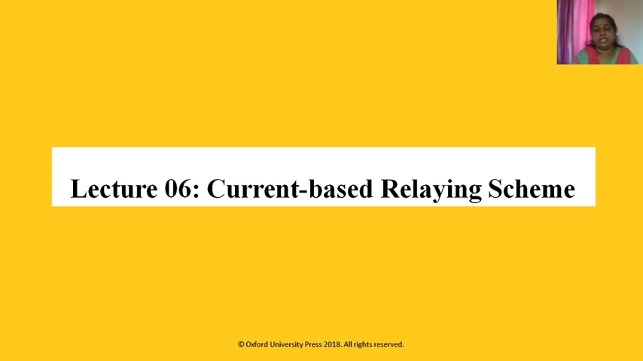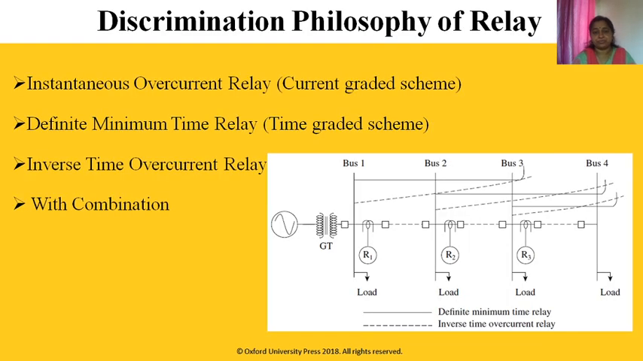Hello everyone, this is our sixth lecture. This lecture is based on current based relaying scheme. Current based relaying scheme means over current protective scheme. Now in the last lecture one student asked me one question, how is discrimination done by the relay?